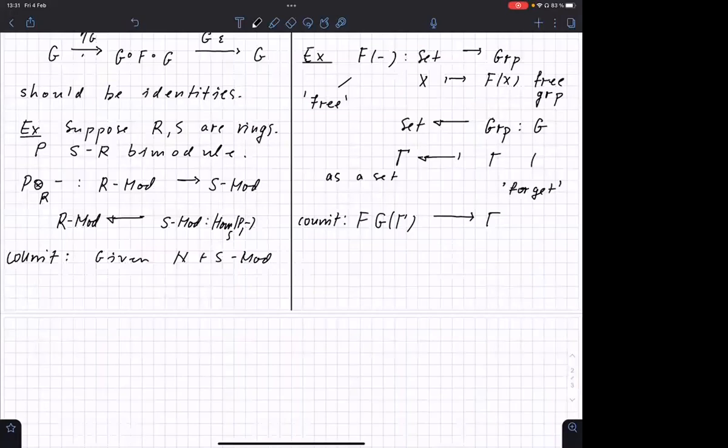But it looks like if you take a Lie group, for example, and get its underlying set and then take a free group, then we wouldn't get the Lie group again, isn't it?